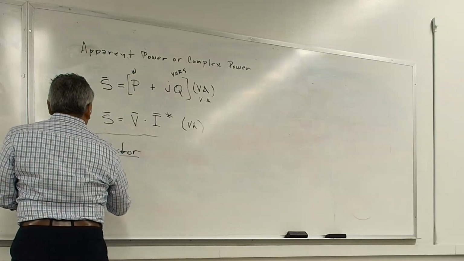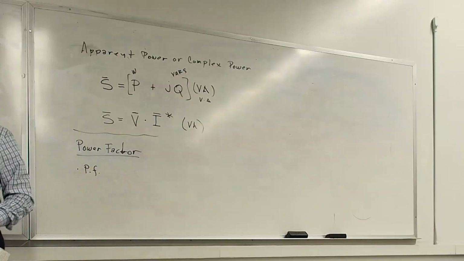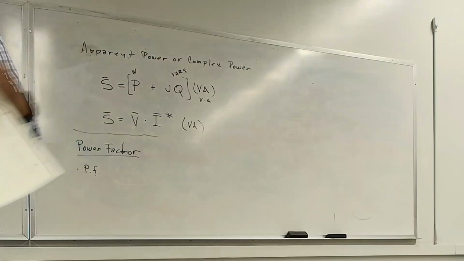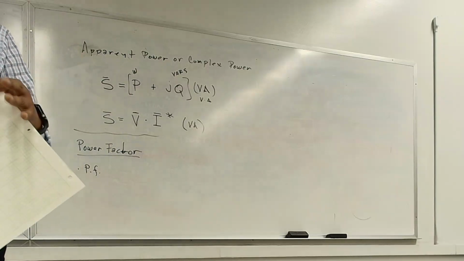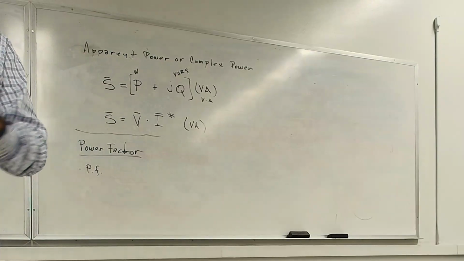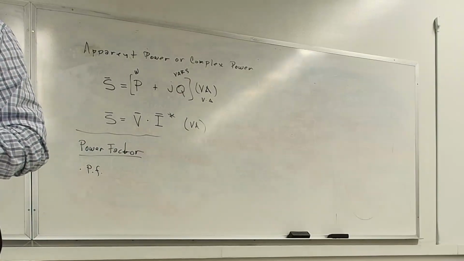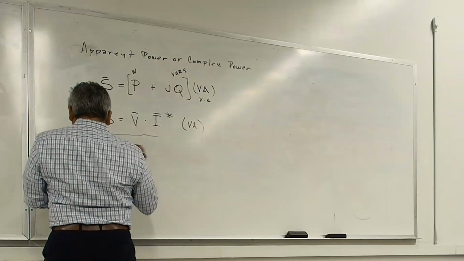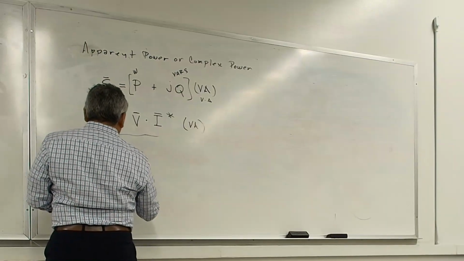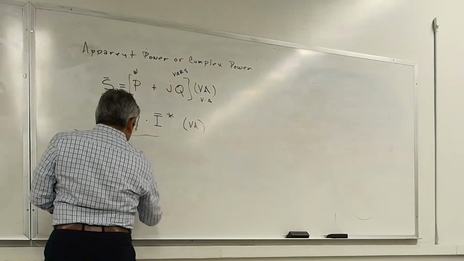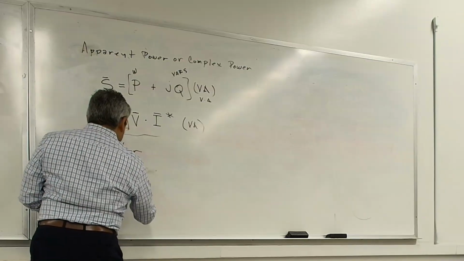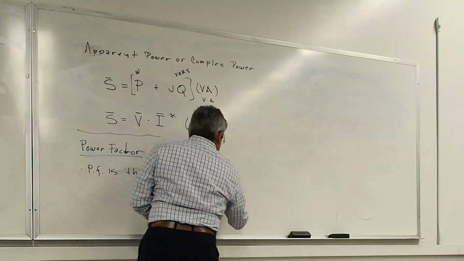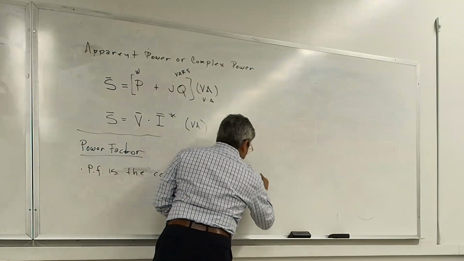Is it how much of your apparent power is real? The power factor is basically telling you the ratio of real power to MVA. That's what it's telling you. So the book definition: power factor is the cosine of theta, or your phase angle.